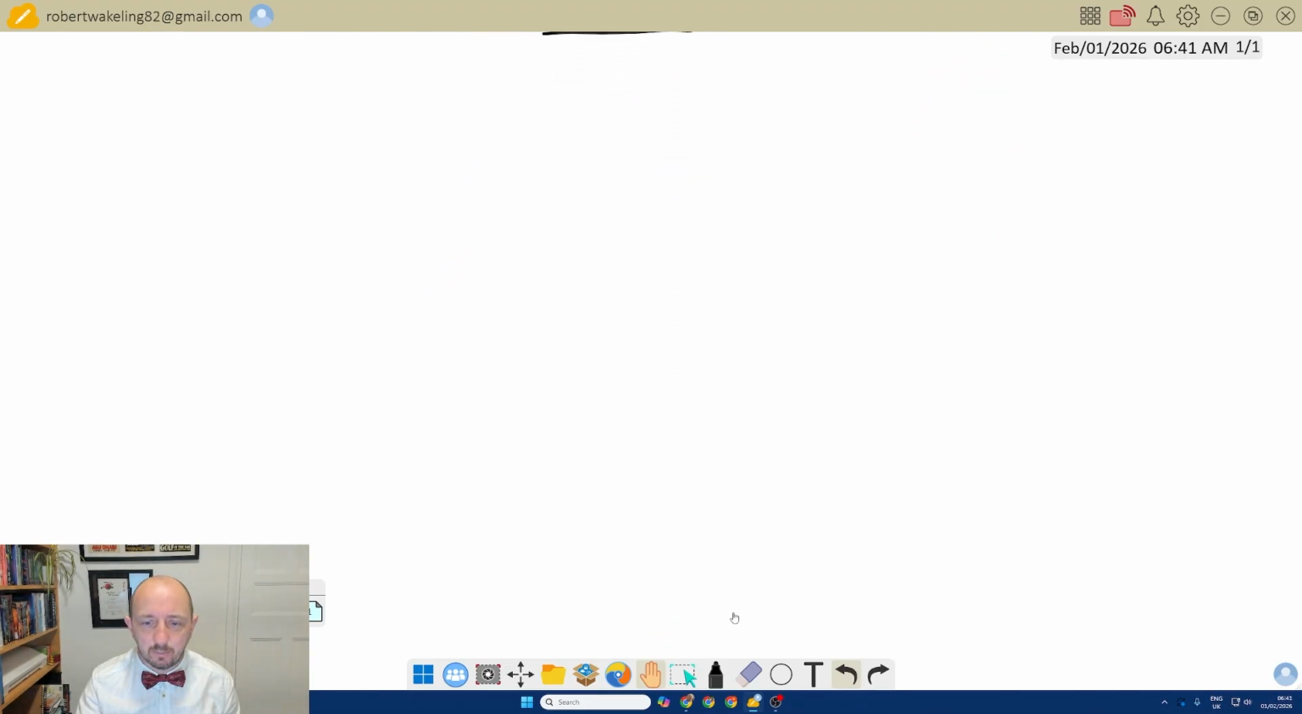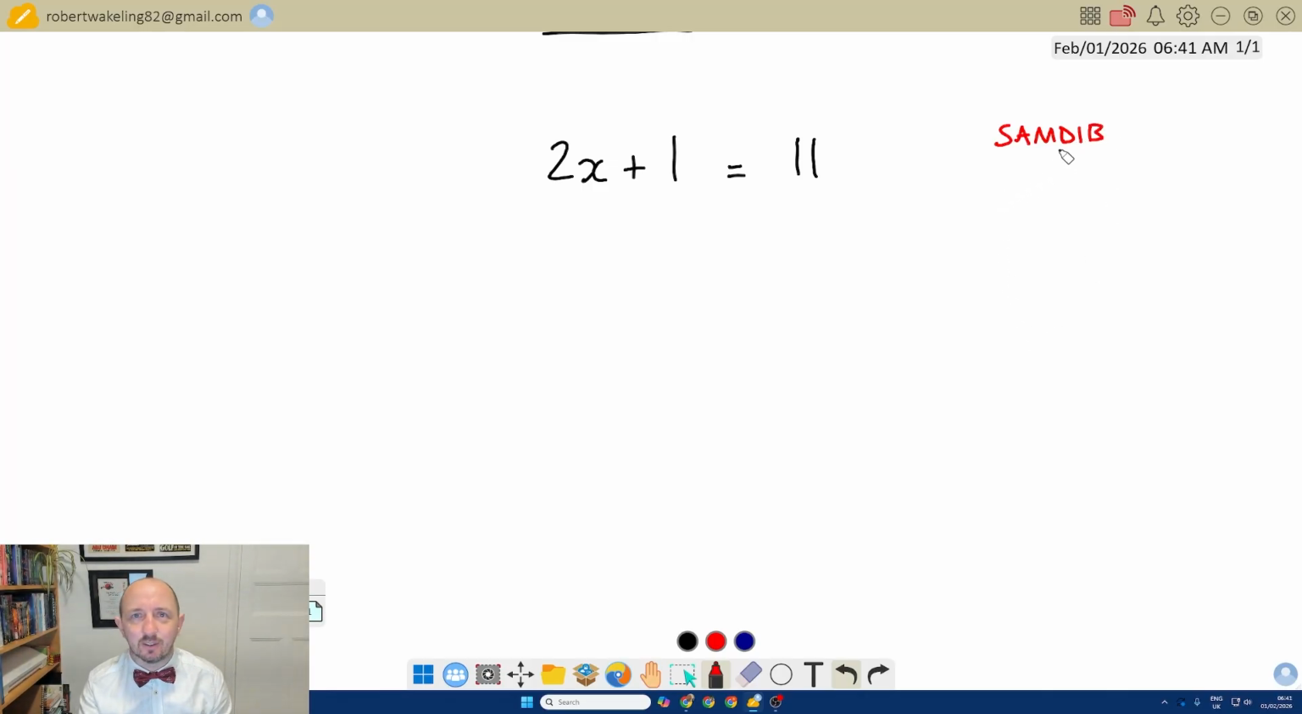So let's try another one where we have something like 2x plus 1 equals 11. Just write SAMDIB at the side until you start getting used to this process. Okay, you won't need this forever, but this is a framework that we can use to build our skills. x has a times 2 attached. That's what the 2 is doing. And plus 1 is here. Okay, so now we can start. We can reverse the plus 1, minus 1.